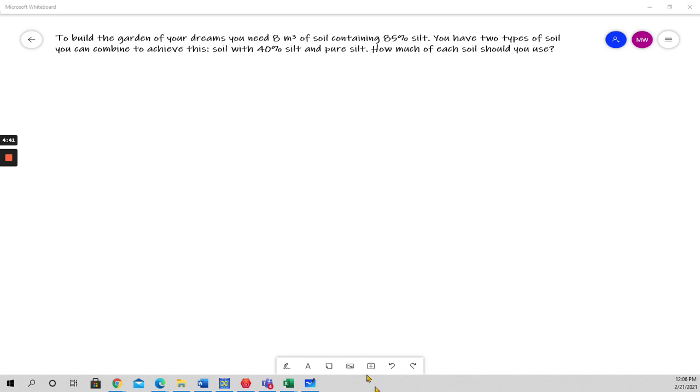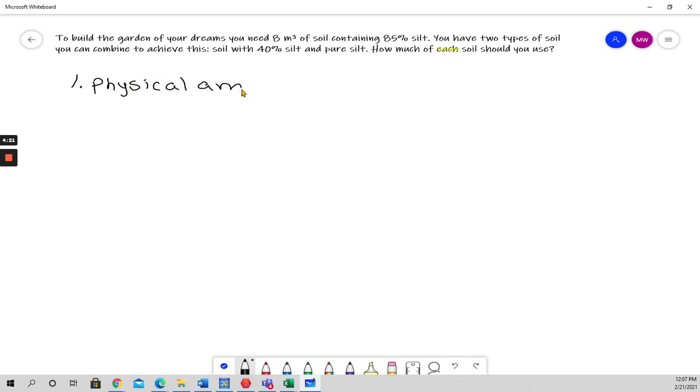Okay, so this is a system because it's asking us for 2 things, this keyword each. We need 2 things. Now, I know I need a total of 8 cubic meters. So my first equation always talks about the physical amount of a substance I need. My second equation is going to talk about the percent breakdown. So in this case, the silt.